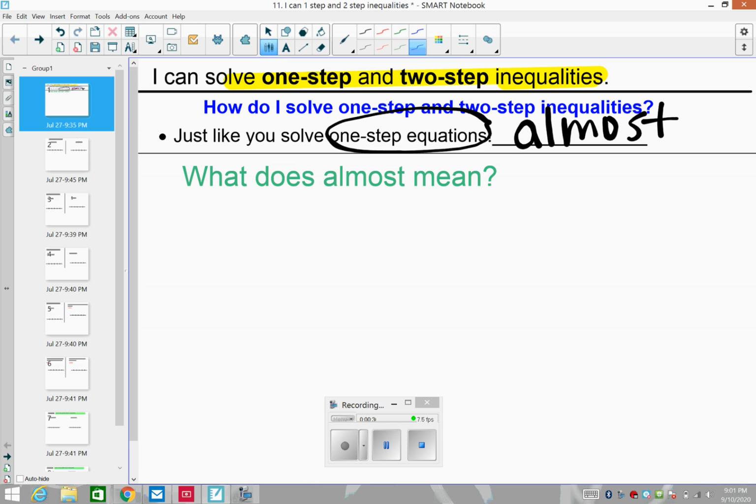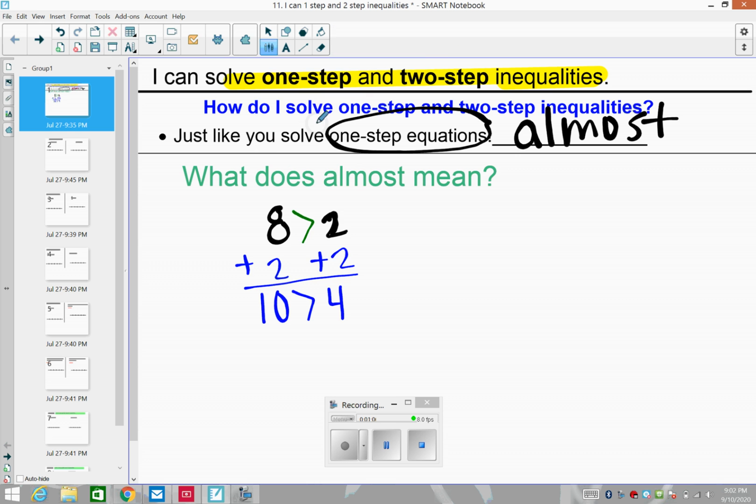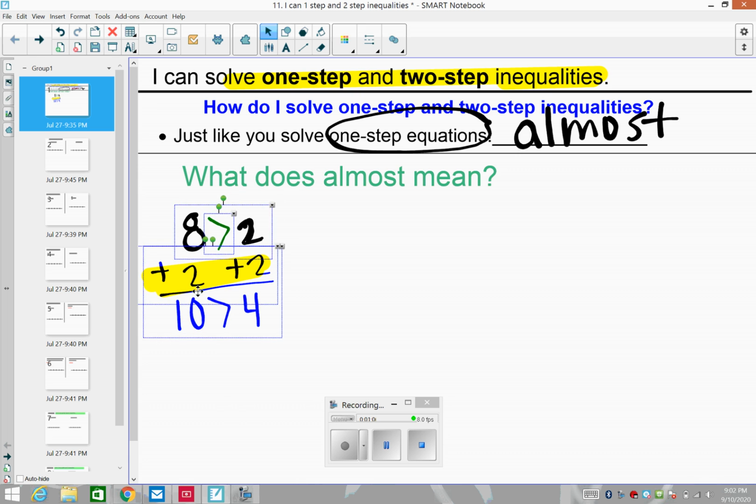So if we talk about solving inequalities and we talk about the idea of comparing 8 and 2, we would say that 8 is greater than 2. And that's a true statement, right? 8 greater than 2. Well, if I were to add 2 to both sides, is it still true that the left side is greater than the right side? Yeah, that's true. So if I take 8 and 2 and I add 2 to both sides, the statement 8 greater than 2 is still true. It just becomes now 10 greater than 4, but the sign is the same, still greater than.